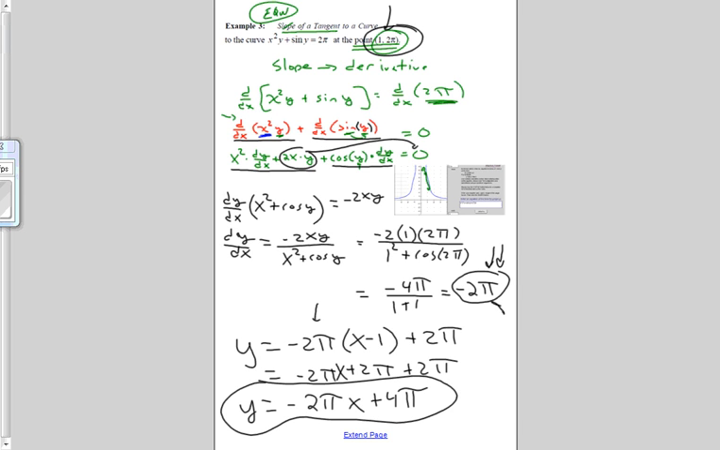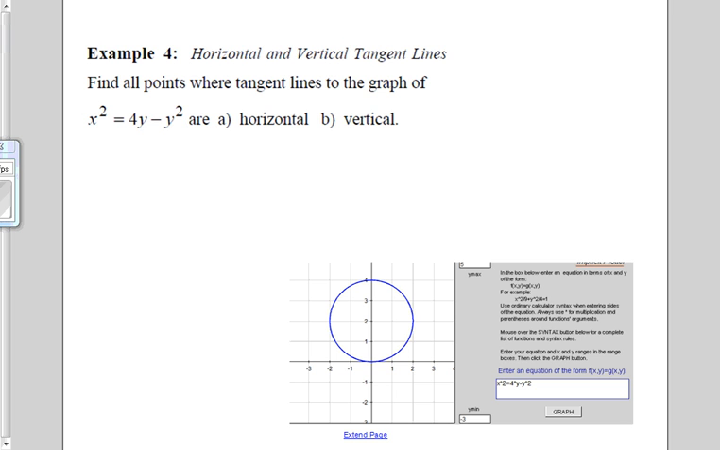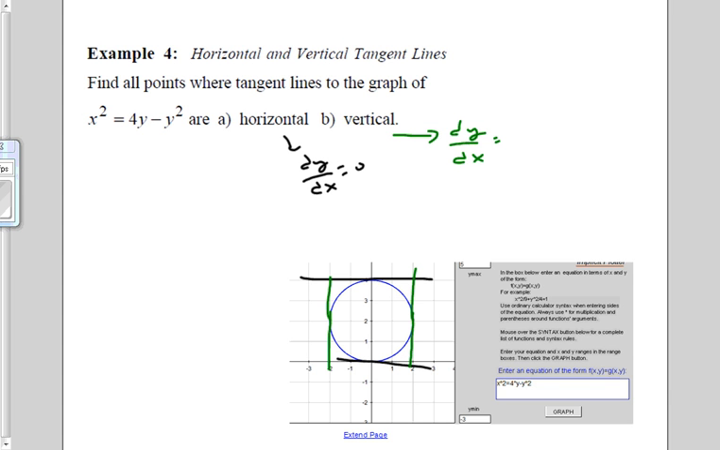So I think we'll do one more of these implicit differentiation problems. It says, find all the points where the tangent lines to the graph of this are horizontal or vertical. Well, where the tangent lines are horizontal, that means that dy/dx equals 0. And where they're vertical, that means that dy/dx is undefined.